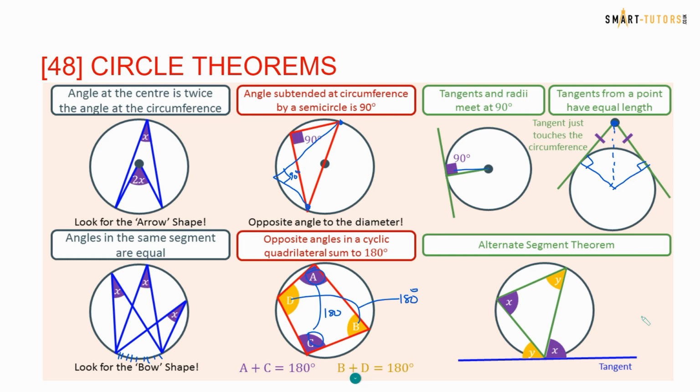You can prove that they are congruent triangles: this angle equals this angle, and this angle equals this angle. This and this are radii, right? Some additional information for you.